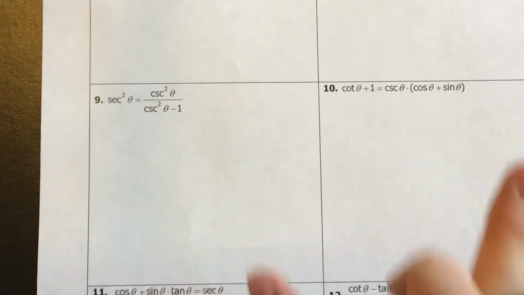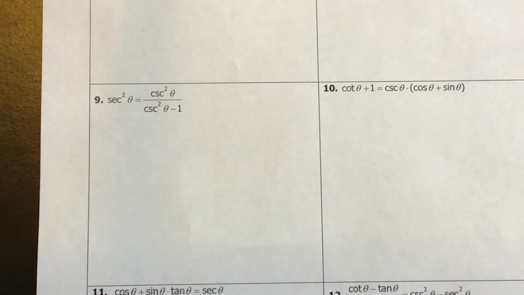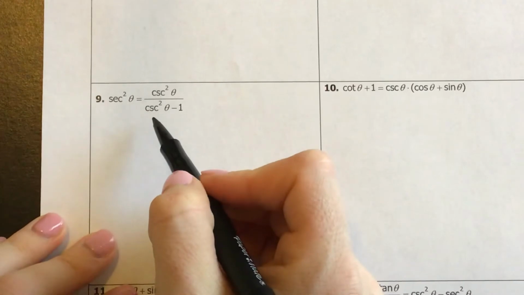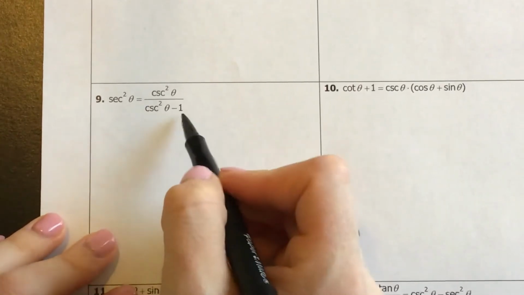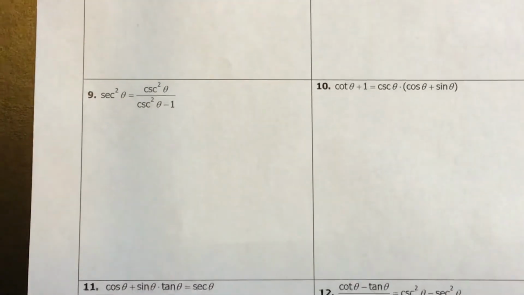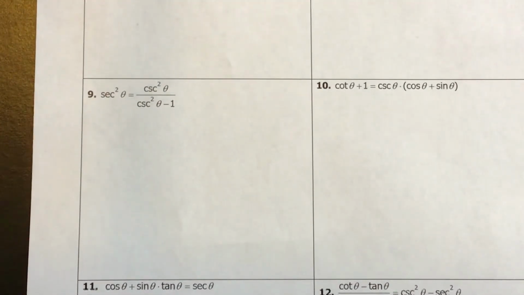All right, number 9. Left-hand side, we have secant squared. Right-hand side, we have what seems like it could be very easy. People like to look at these and think that they can just cancel those, and you cannot. The denominator is part of a binomial. The numerator is not, so you can't reduce binomials. I would start with that right-hand side. I think it looks just a little bit more complicated.